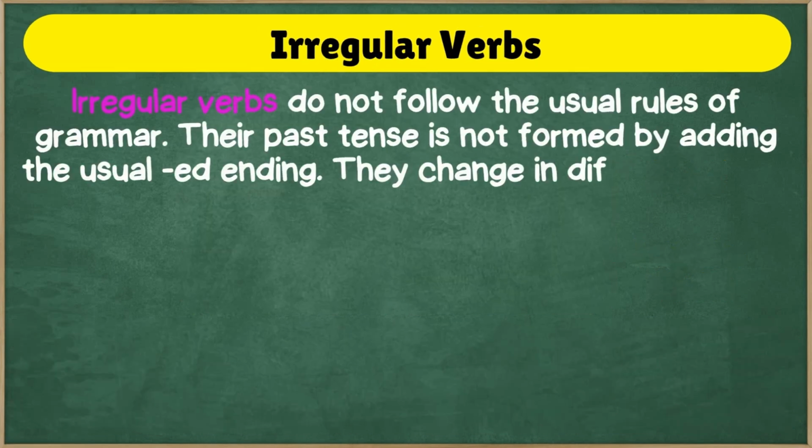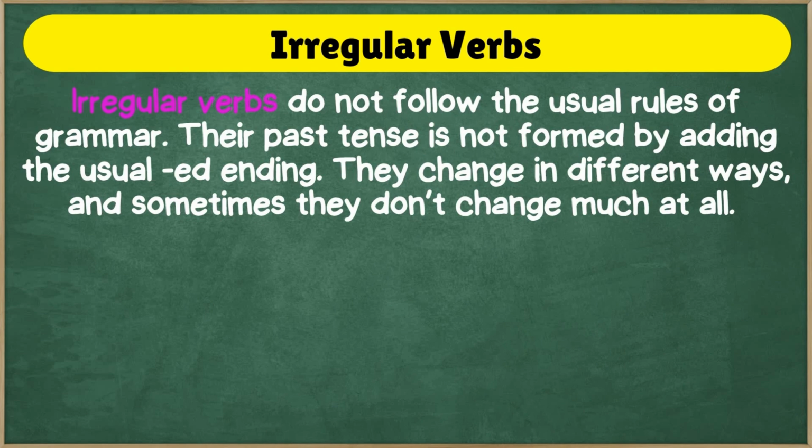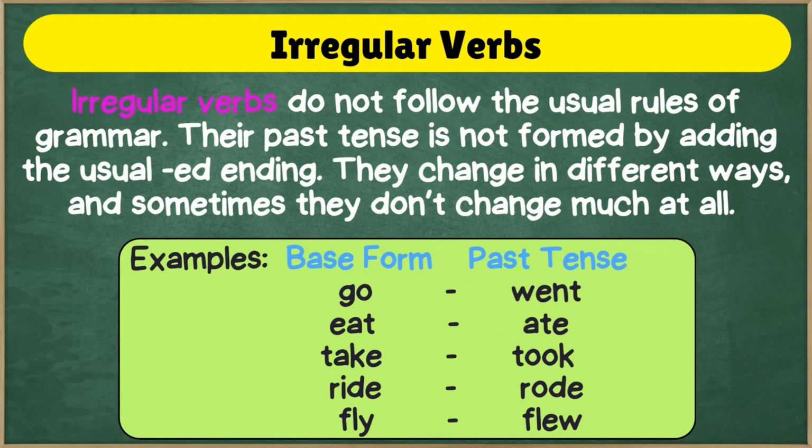Irregular verbs do not follow the usual rules of grammar. Their past tense is not formed by adding the usual ed ending. They change in different ways, and sometimes they don't change much at all. Let's look at some examples. From go to went, eat to ate, take to took, ride to rode, and fly to flew.